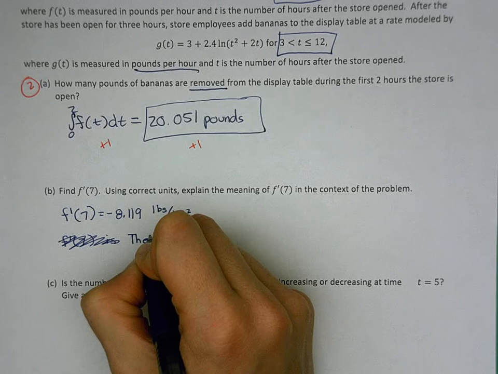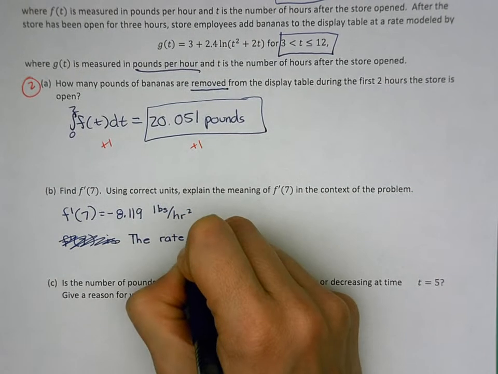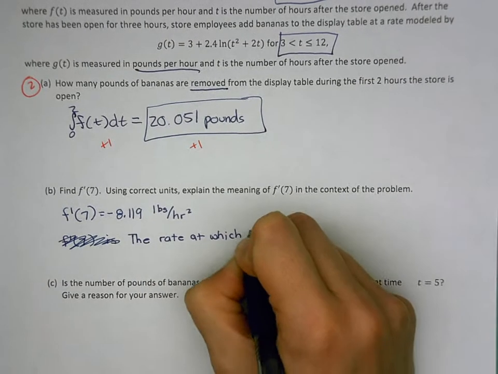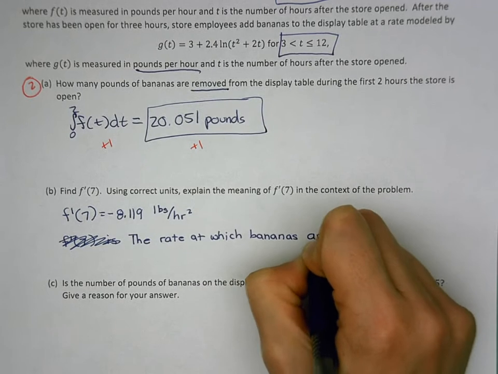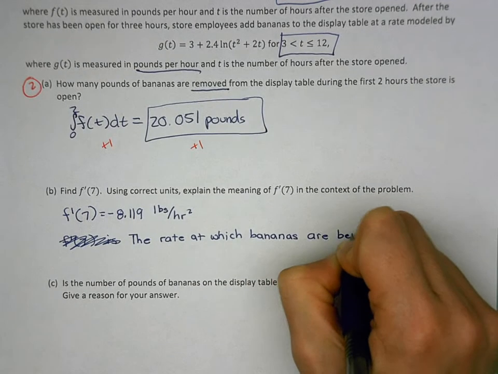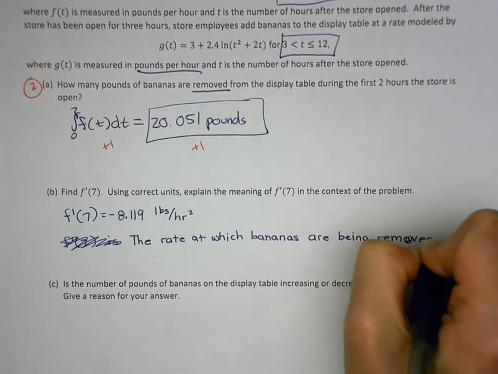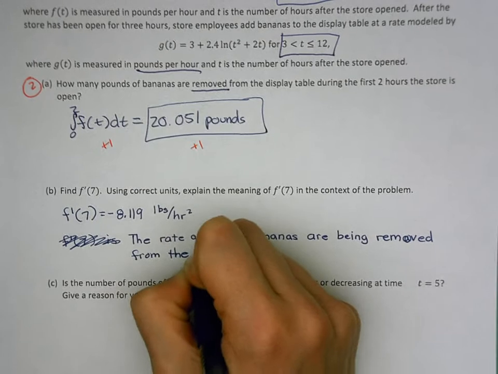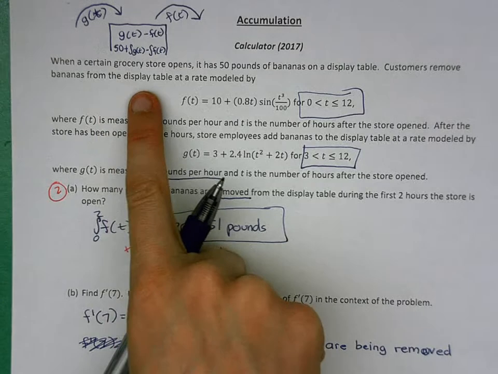Let's say we're going to describe f here: the rate at which bananas are being removed from the table. So again, that's f here, right? Customers remove bananas from the display table at a rate.